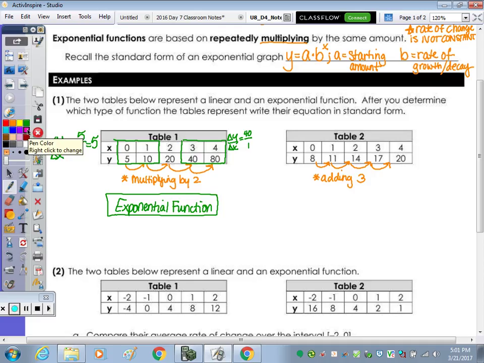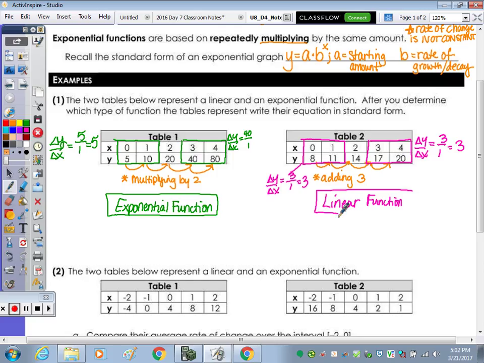With table 2, if I look at the first two points again, that rate of change of y over change of x, well, we're increasing by 3, so we have a difference of 3 over a difference of 1, which is 3. At the end, looking at these two points, 17 to 20, we're still increasing by 3 as we increase by 1. We have the same slope all the way through. So therefore, this is going to be a linear function.